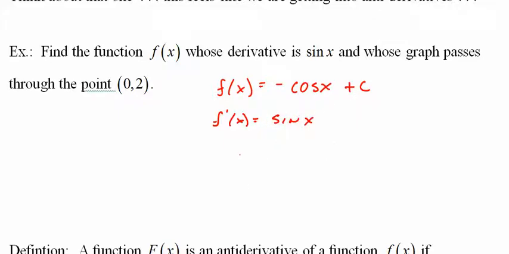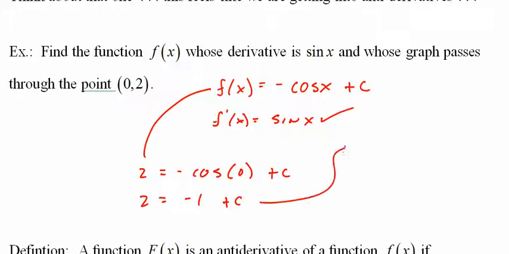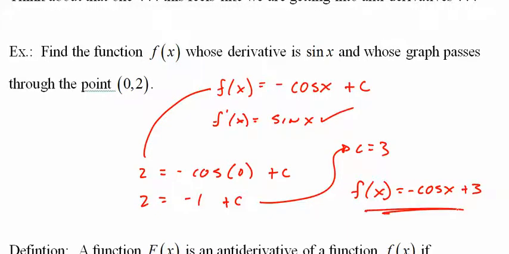It passes through the point 0, 2. So this was just to check. I put in 0 and I get out 2: negative cosine of 0 plus c. Cosine of 0 is 1, so this is negative 1. So 2 equals negative 1 plus c. C equals 3. The function is f of x equals negative cosine of x plus 3. Boy, I sure hope I got that right. So very much going on. Hey, I got it right. Cool.